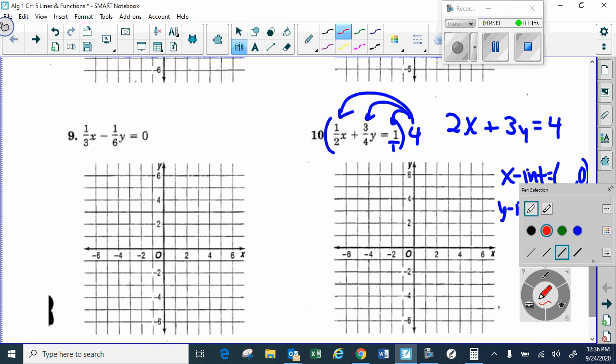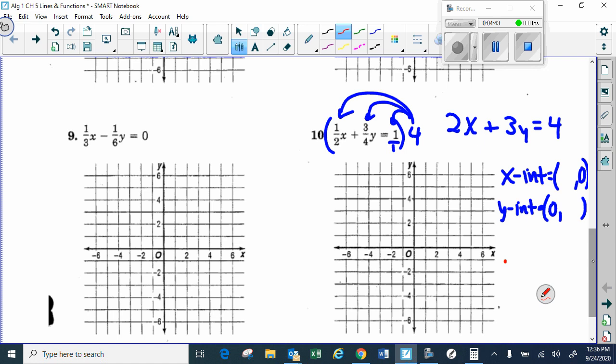Okay, so if we do the first one, x-intercept, y is 0. Plug in 0 for y right here. I get 2x equals 4, x equals 2. Now I go ahead and move this 0 over to here, plug in 0 for the x, and I get 3y equals 4, or y equals 4 thirds.